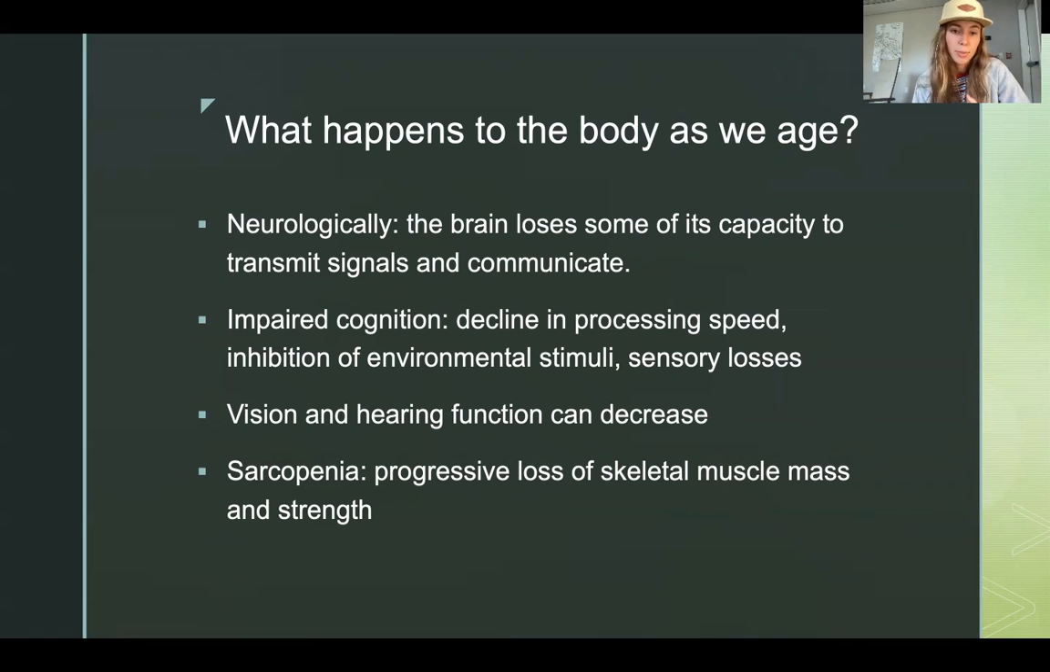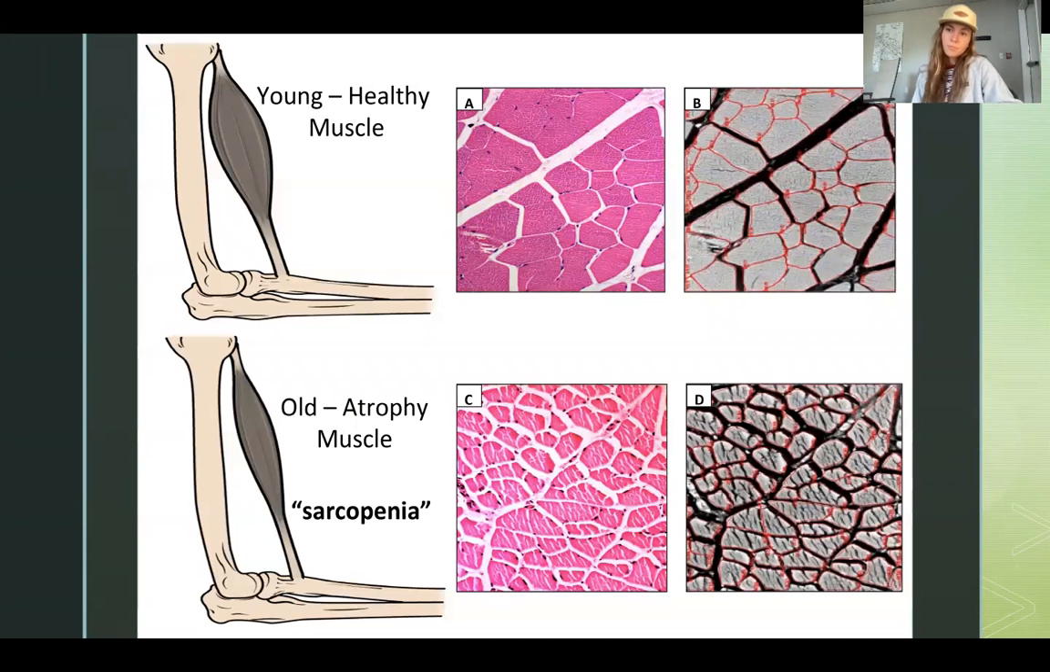So I defined sarcopenia on this slide, and that's the progressive loss of skeletal muscle mass and strength. As the body ages, there is this progressive decline in strength and this loss of muscle mass. On the next slide, I shared pictures of muscles on the cellular level.